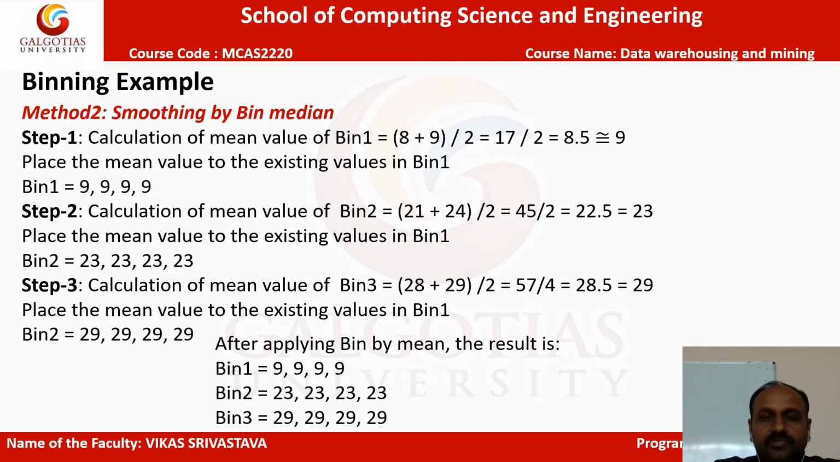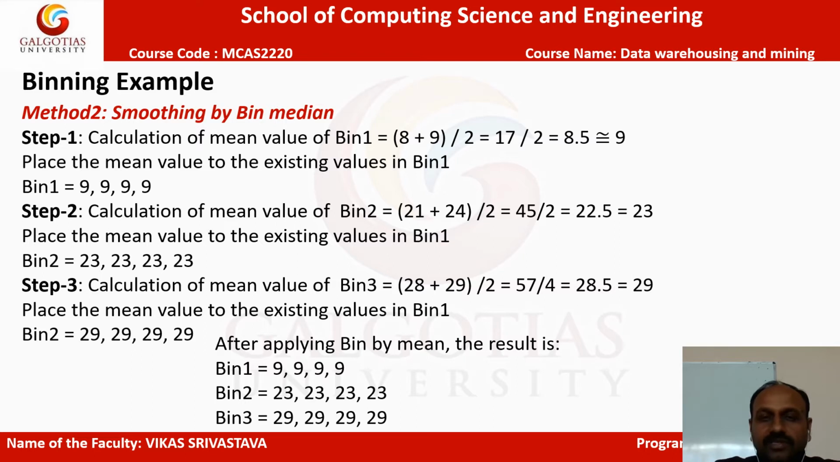We were on the smoothing by median. So calculate the middle value between 8 and 9. It will give 17 by 2, equal to 8.5, so that will become 9. So you will place the median value in the existing bin. So when you have 4, 8, 9, 15, those values will be replaced by 9.